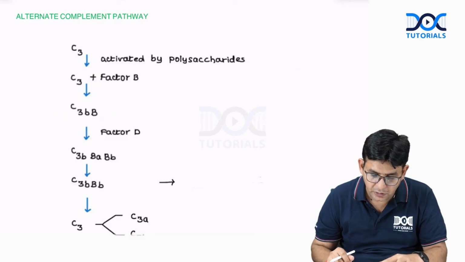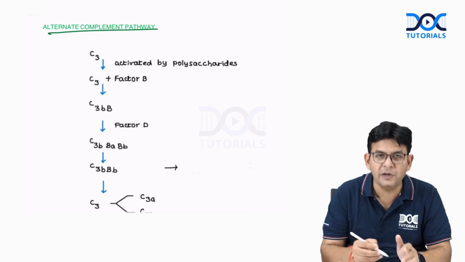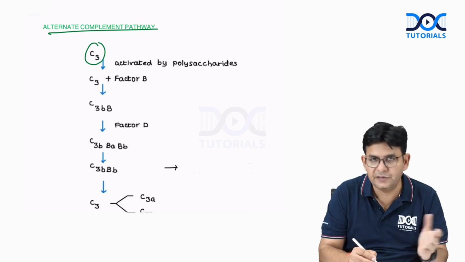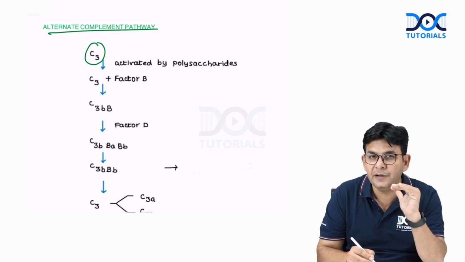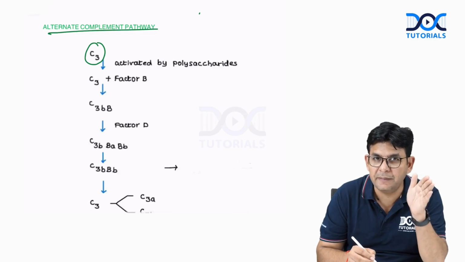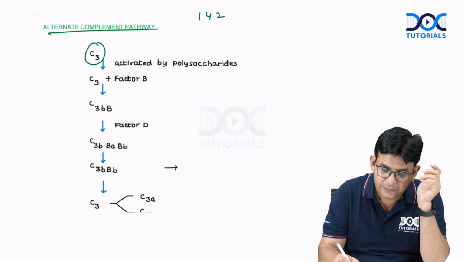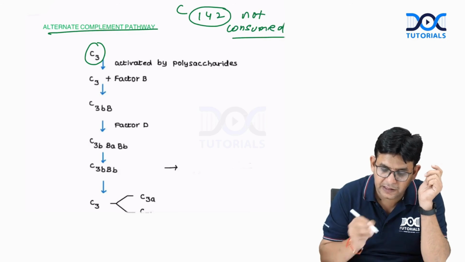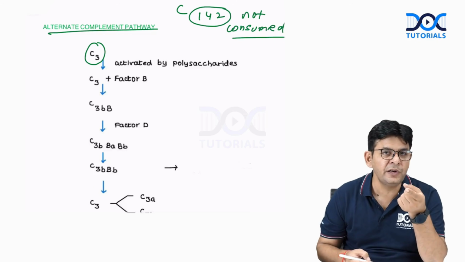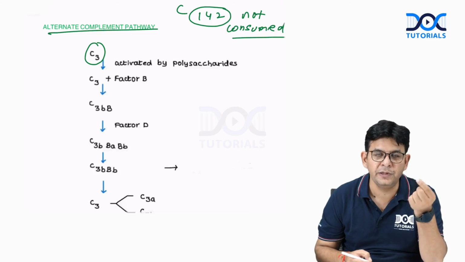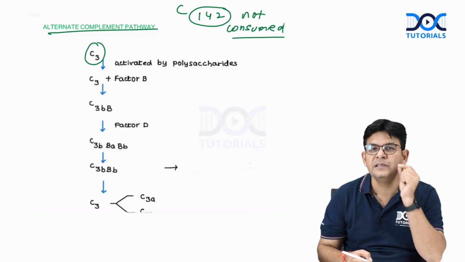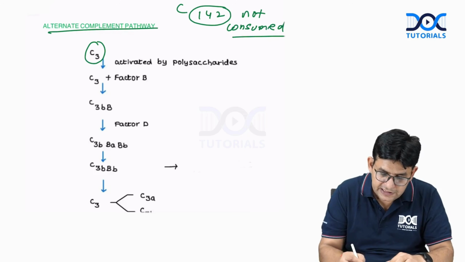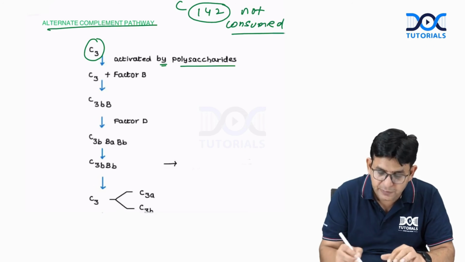Now let's see the alternate complement pathway. The alternate complement pathway starts from C3. Okay, so which particular complements are bypassed? 142. Okay, they are not consumed. This particular question comes up: which particular complements are not consumed in the alternate complement pathway? The answer is 142 because it starts from where? It starts from C3. Okay, so C3 is activated by the various polysaccharides.